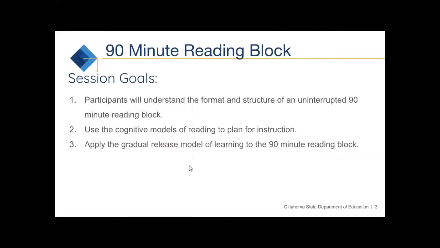Our session goals for today are that you will understand the format and structure of an uninterrupted 90-minute reading block, use the cognitive models of reading to plan for instruction, and apply the gradual release model of learning to the 90-minute reading block. And when we say gradual release model to the 90-minute reading block, what we mean is that the strategy or skill that you are teaching in whole group becomes incorporated into your small group instruction and then becomes part of your centers and workstations for independent practice.